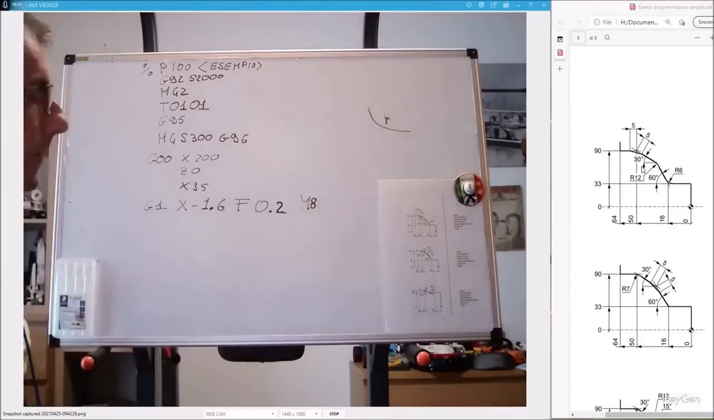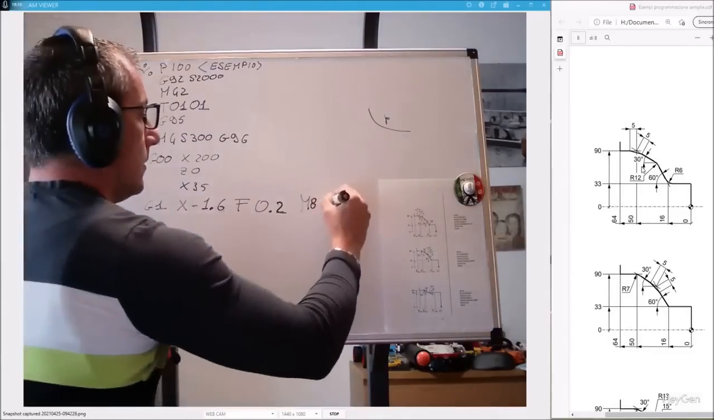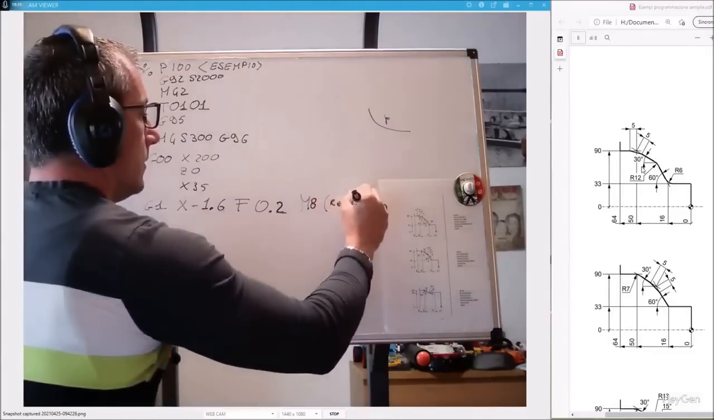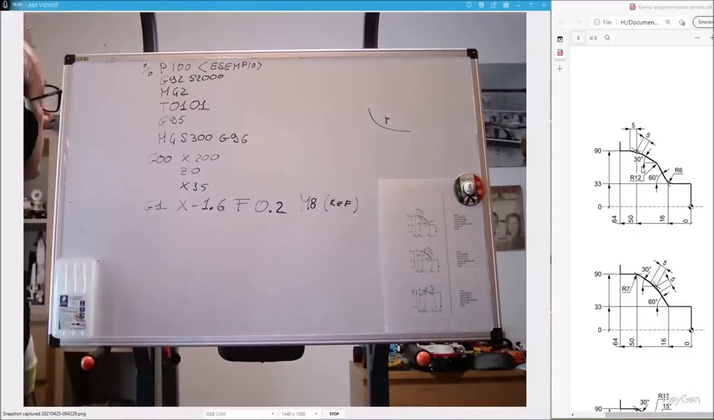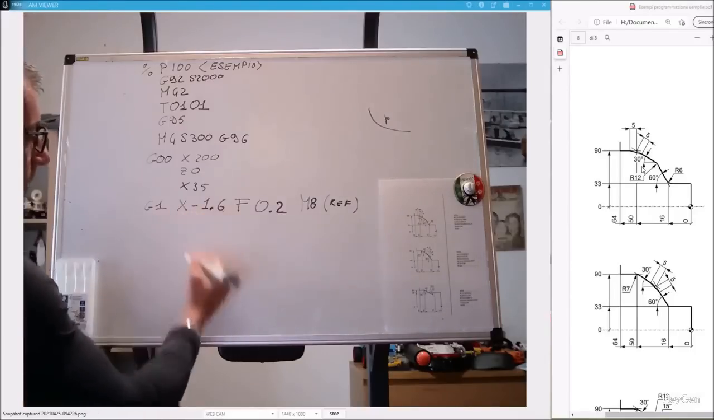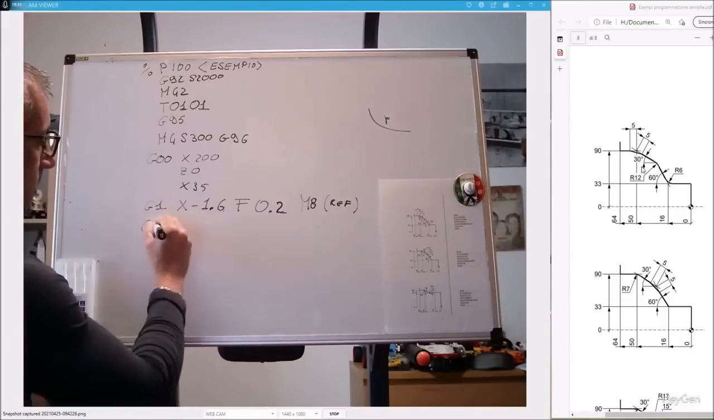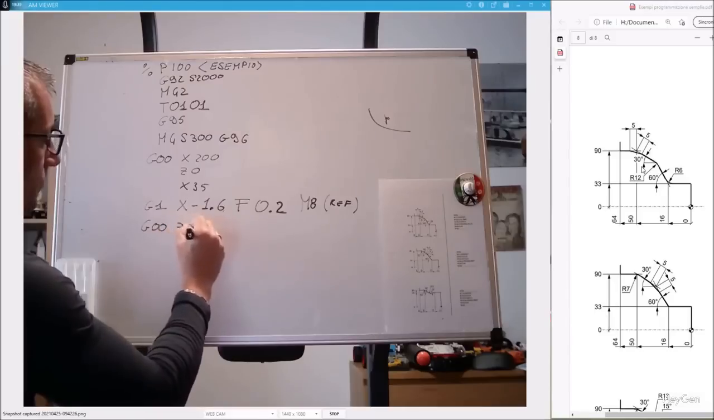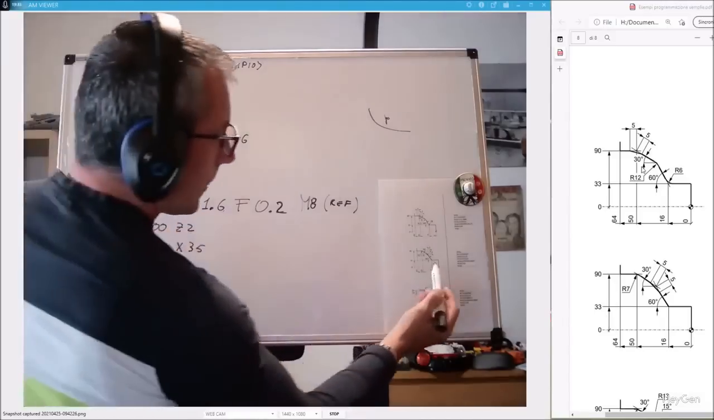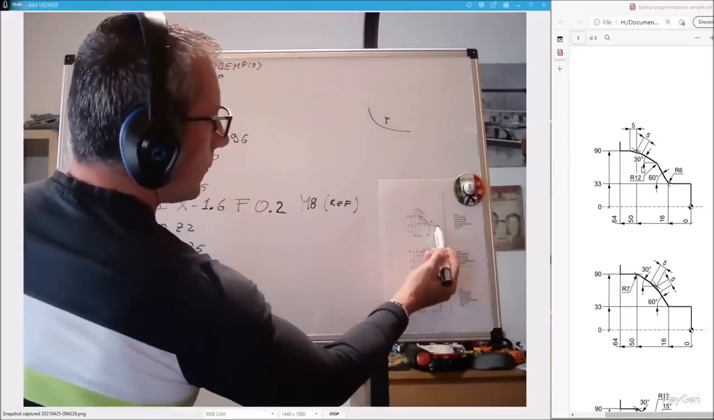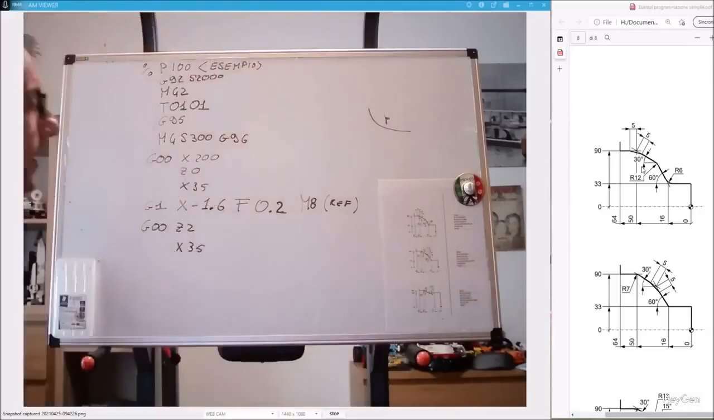M8 enables the coolant. M9, I'll tell you right away, because I might forget, turns it off. And this is more or less true for all CNCs. At this point, I reach the end of my roughing, G00, Z2, X35. I bring myself here in front of my piece, ready to start.